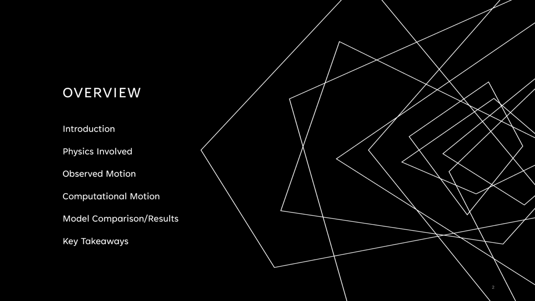So, brief overview: I'm going to go into the introduction, then I'll talk about some of the physics involved, then we'll look at the observed motion, and then we'll look at the computational models produced from the initial conditions of the observed motion. Then we'll compare the three models with each other, and then we'll look at some of the results that can be determined from these comparisons. And then finally, I'll go into some key takeaways about broader conceptual questions relating to this topic.